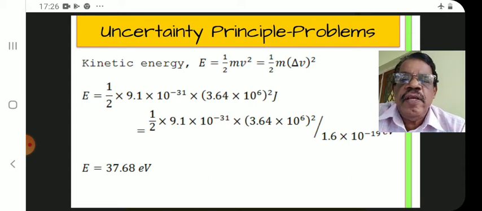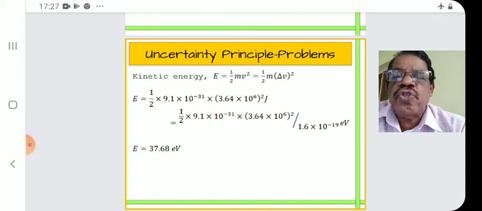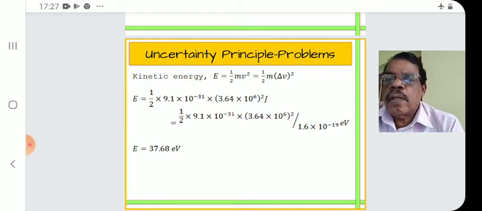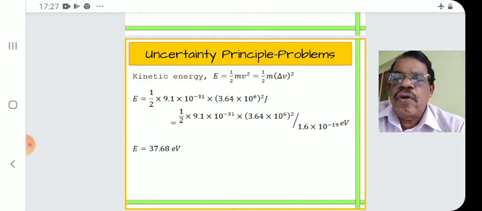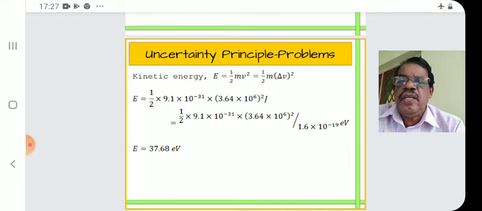Convert into eV by dividing it by 1.6 into 10 raised to minus 19. The answer is E is equal to 37.68 eV. Energy of electron corresponding to uncertainty in velocity is equal to 37.68 eV.